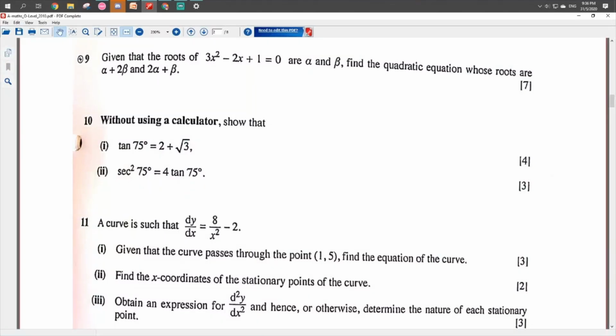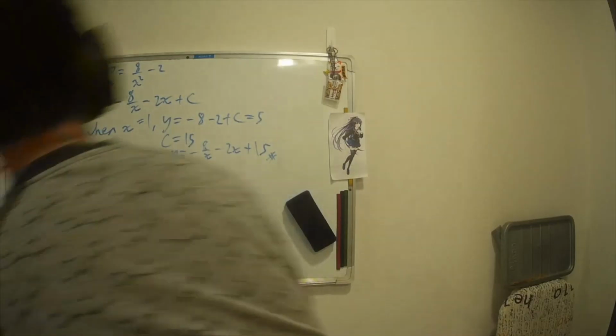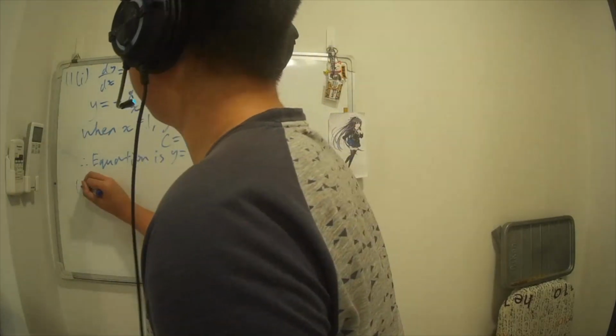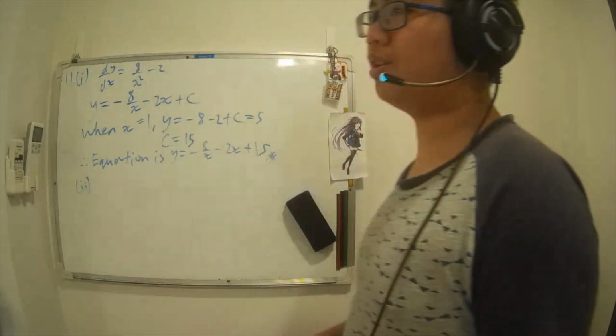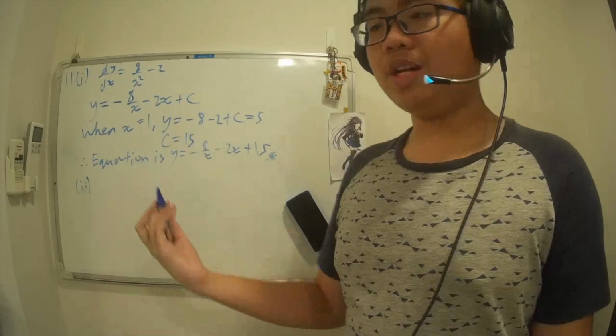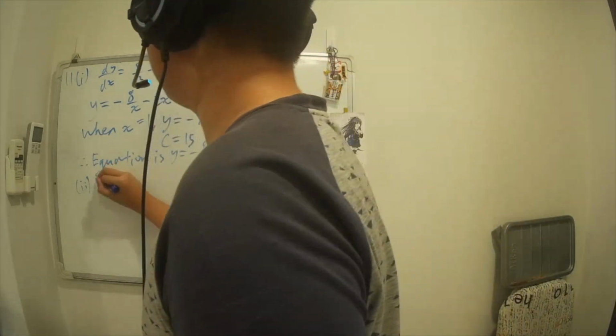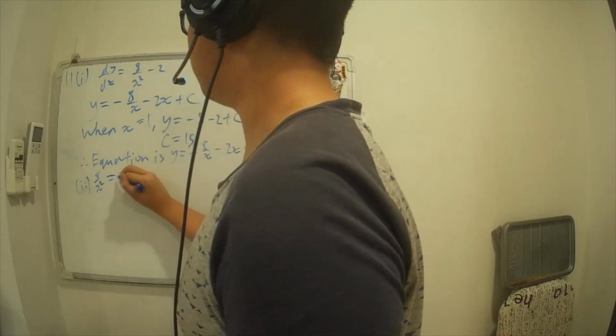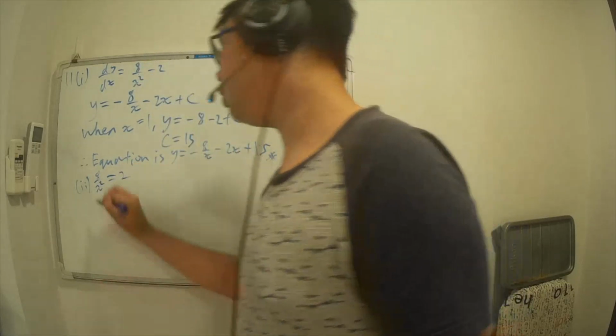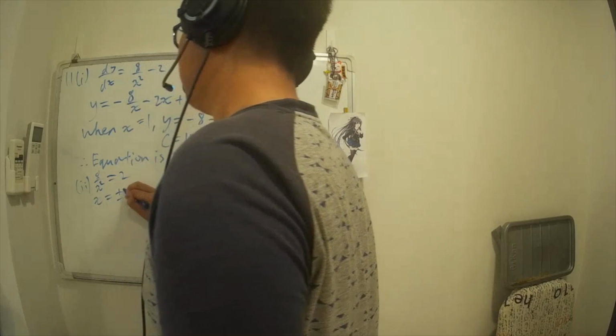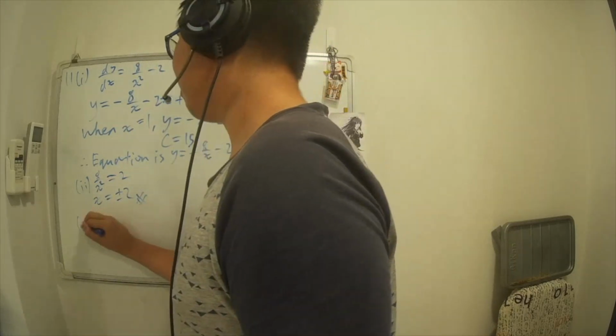Part 2, find the coordinates of the stationary points of the curve. I'm pretty sure you can do this yourself. I'm not even going to work this out, yeah? We already know that dy/dx must be 0, which means that 8 over x squared must be equal to 2. So x squared is 4, x is equal to plus minus 2. That was quite quick, right?